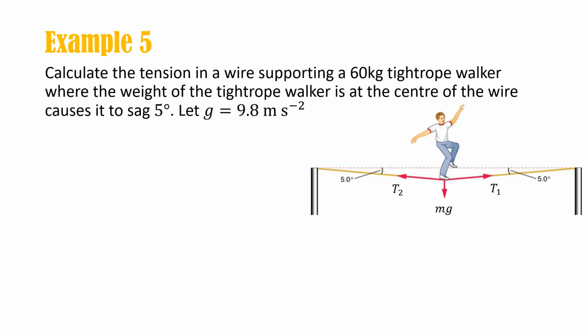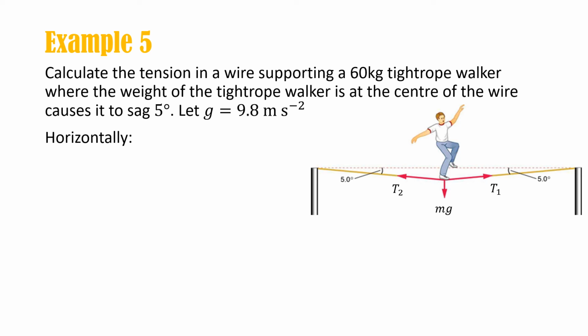So let's look at a question. Let's calculate the tension in this wire supporting a 60 kilogram tightrope walker, where the weight of the tightrope walker is at the center of the wire. It's going to cause it to sag 5 degrees. And we're going to let gravity be 9.8 meters per second squared. Note that we've got a mass of 60 kilograms here, not weight. All right, so our mass is going to be 60. Gravity is 9.8. We're going to need to use those in order to work out what our gravitational force is. So let's start out by looking at horizontally what our components are.